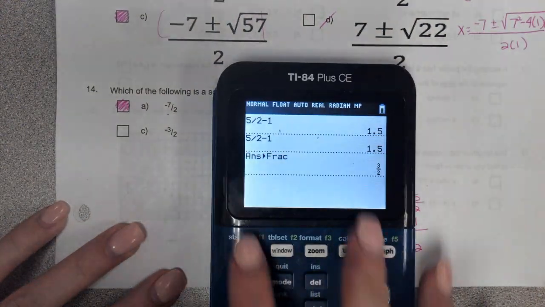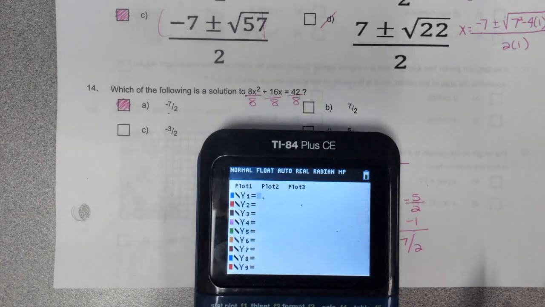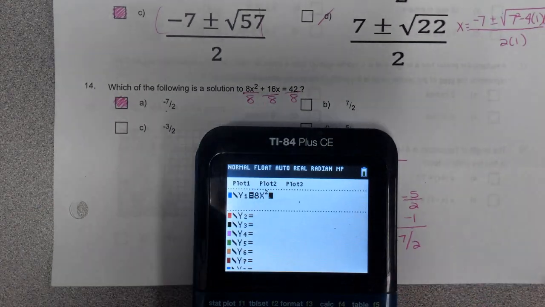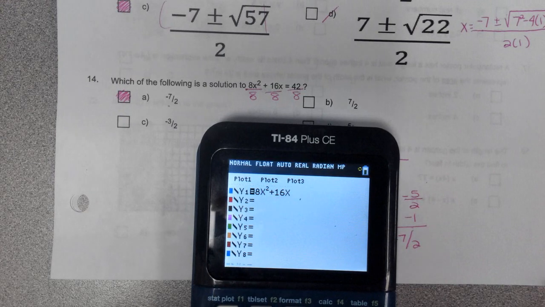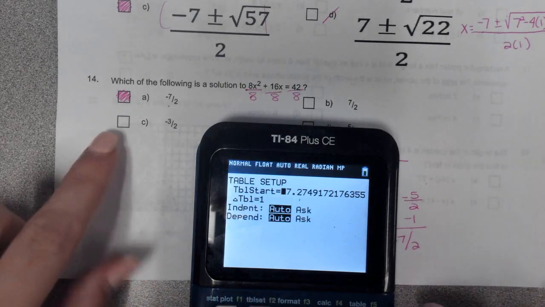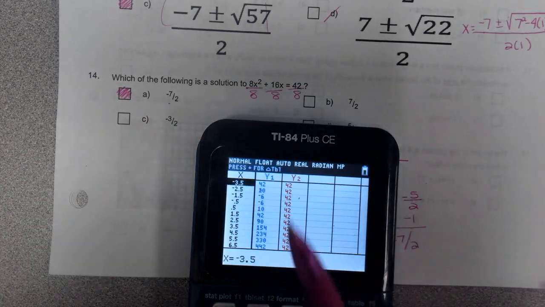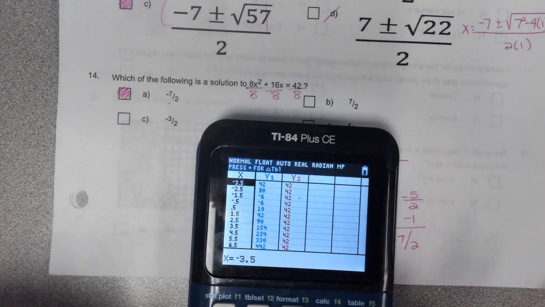If you're checking it on your calculator, in y1, 8x squared plus 16x. In y2, 42. And we can jump to negative 7 over 2. And they are both equal to 42 there. So yes, that is your answer.